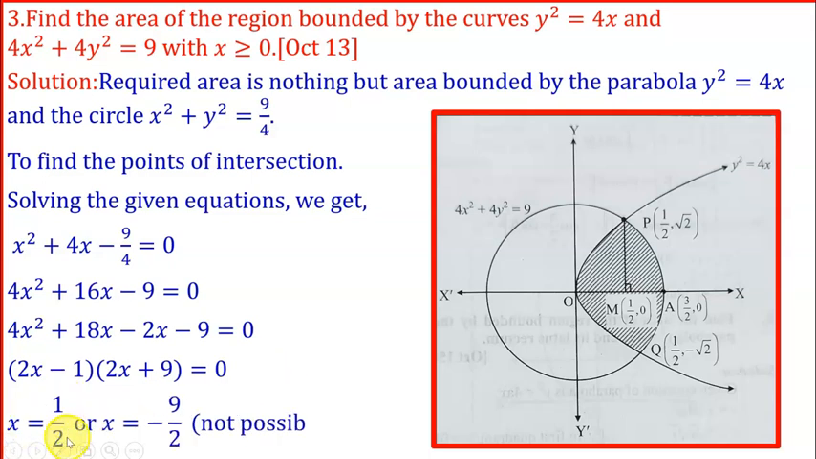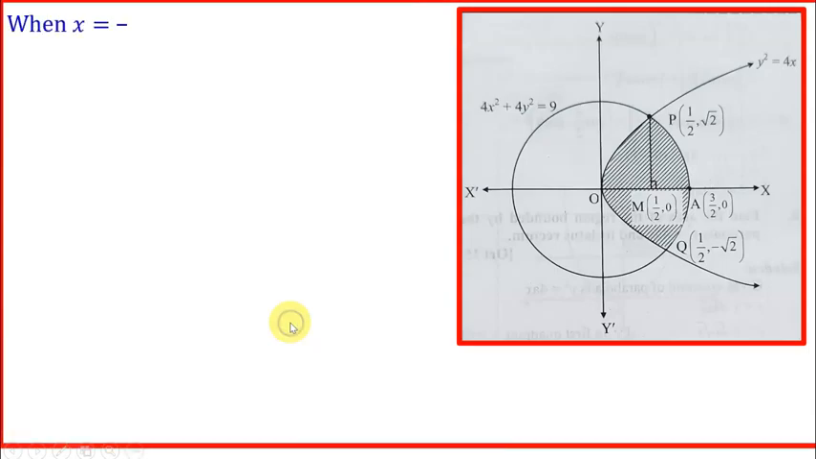And hence x is equals to 1 upon 2 or x is equals to minus 9 by 2, which is not possible. See this here, there is one value of x, that is x is equals to 1 upon 2. See this here, x is equals to 1 upon 2 and here 1 upon 2. For the point P, here x is equals to 1 upon 2. When x is equals to 1 upon 2, then you will have y is equals to plus or minus root 2.